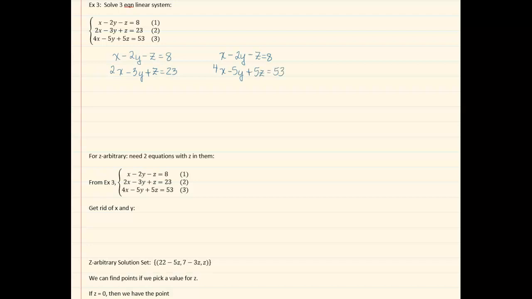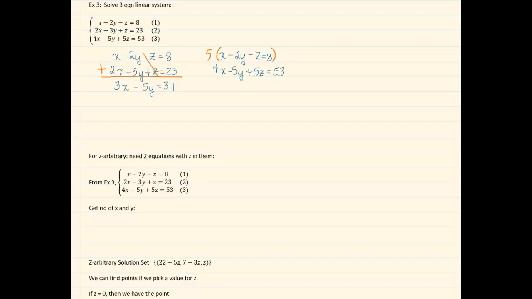So maybe we want to get rid of z's, but to do that all we have to do for this first set is just add these two equations, and we'll see that the z's will zero out. So when I do that, I end up with 3x minus 5y is equal to 31. Over here we're going to need to multiply this times a positive 5, so that way I'll have negative 5z and a positive 5z, and those will zero out.